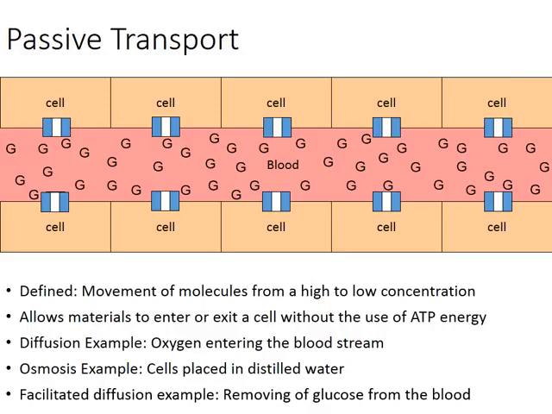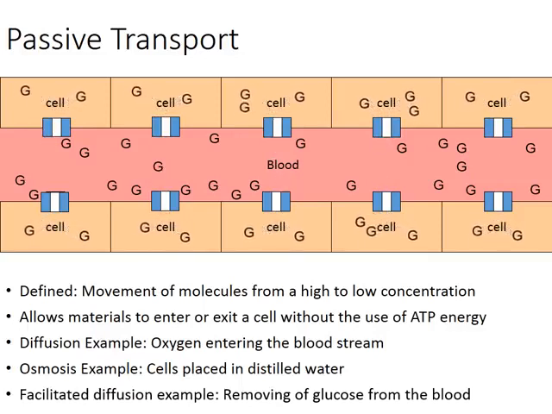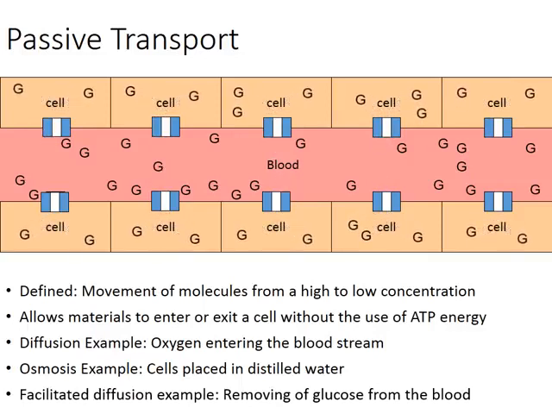And once that happens, you can see there's a high concentration of glucose in the blood. There's a low concentration of glucose in the cells. So from high to low concentration, the glucose simply diffuses into the cells. It's how your cells get the food that they need in order to do their cellular functions. But a great example of passive transport, no ATP energy was required, and the glucose molecules moved from a high to a low concentration.